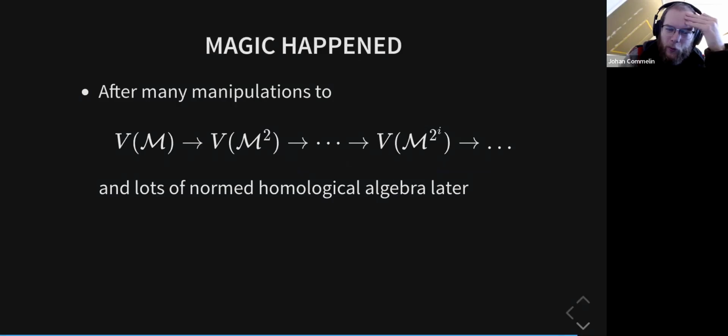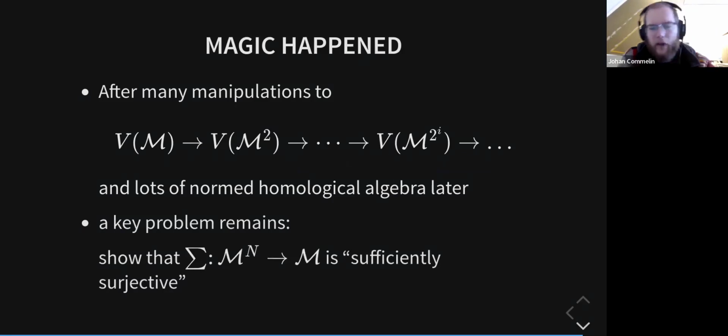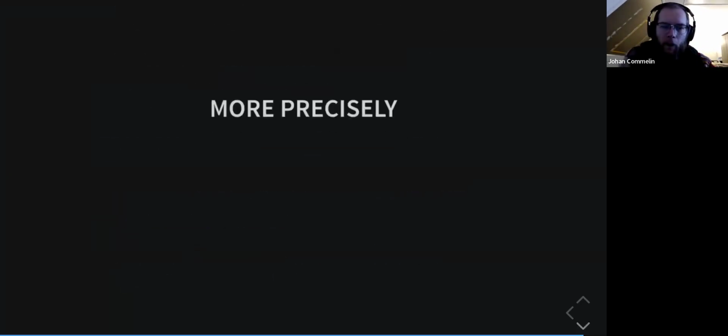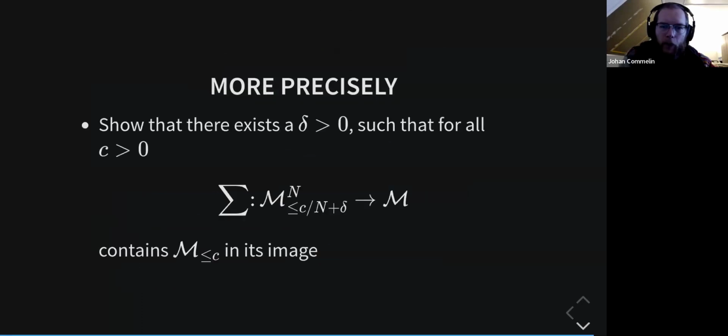So okay, we did lots of manipulations and lots of homological algebra using this Lipschitz logic. And then in the end, there is one key problem that remains. Namely, we need to show that the map from M to the N to M is surjective. And here we again need to think about these. It has to be surjective in a way that is compatible with these balls of radius C. So you cannot just project onto the first vector. Okay, and so this is the precise statement. And so that is another hurdle that you need to take.